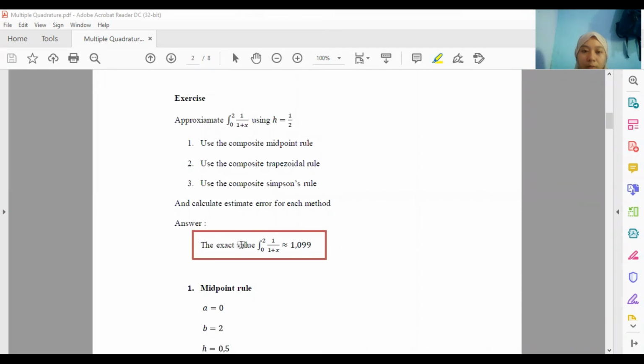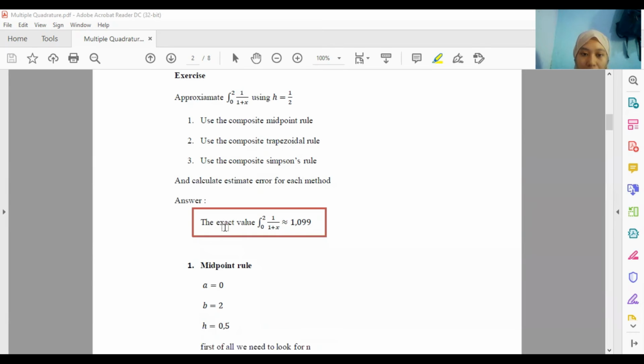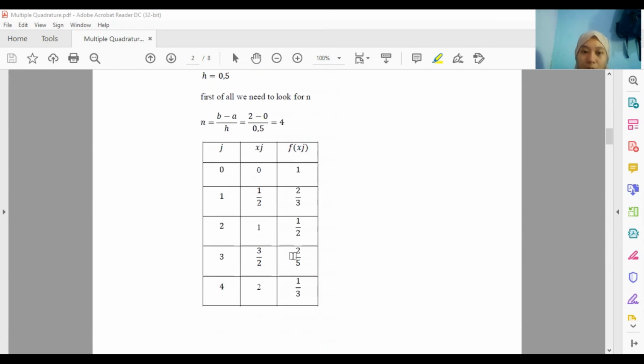Okay, thank you, Anggun. Next, we will calculate the approximate integral from 0 to 2 of 1 over 1 plus x using h equal to a half. Use the composite trapezoidal rule and use the composite Simpson rule. Remember, the exact value of the integral from 0 to 2 of 1 over 1 plus x is equal to 1.099. And first, we use the composite trapezoidal rule.